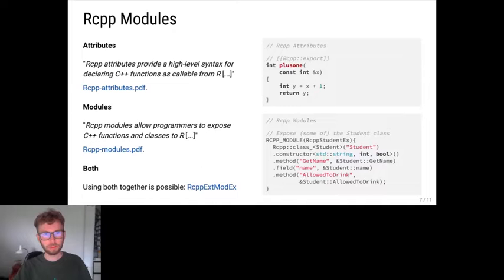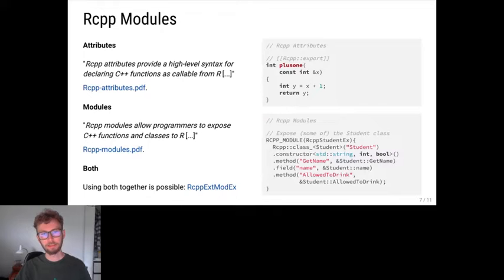So exposing a function using attributes is pretty simple. You write this function in C++ and specify this Rcpp export keyword or specifier, and then Rcpp will know when compiling that this function should be exported to R.